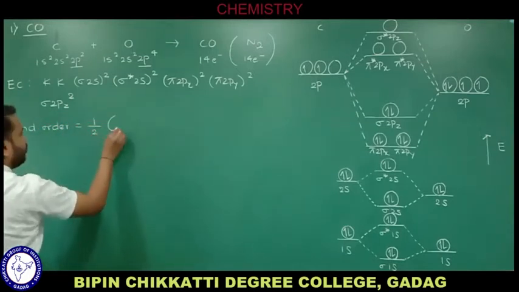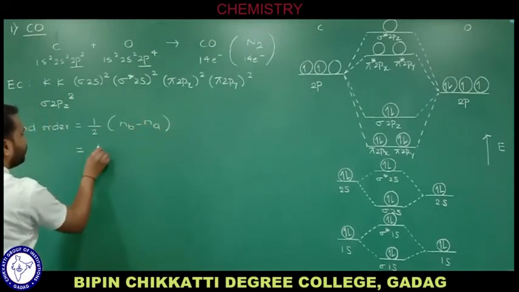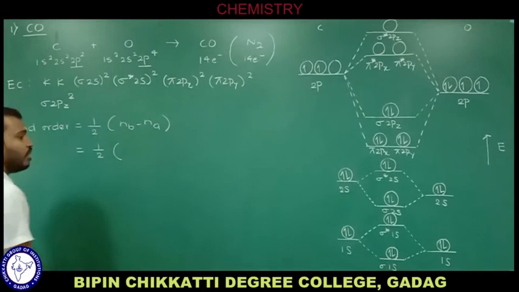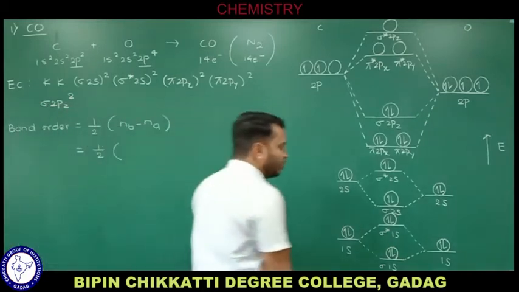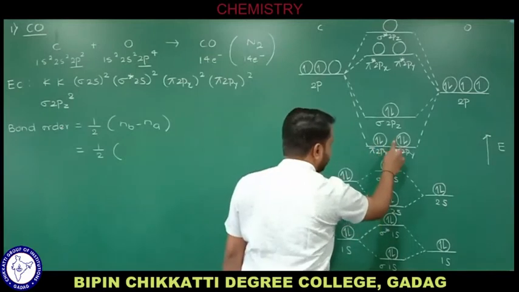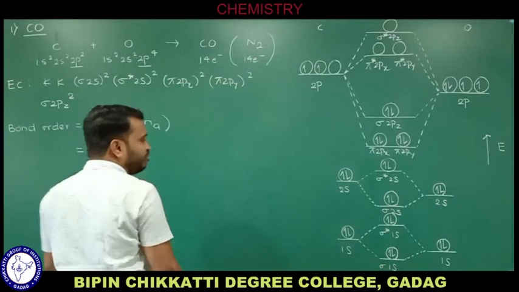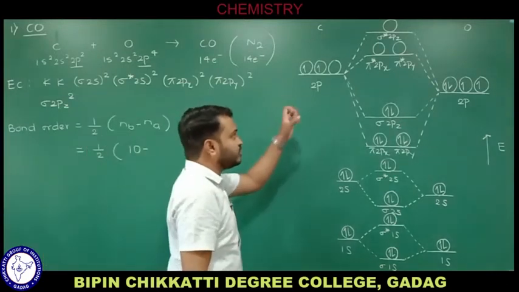The formula will be 1 by 2 into Nb minus Na, number of electrons in bonding molecular orbitals minus number of electrons in anti-bonding molecular orbitals. Bonding molecular orbitals: 1, 2, 3, 4, 5, 6, 7, 8, 9, 10. So we have 10 electrons in bonding. Anti-bonding can be identified by the star in all the terms.